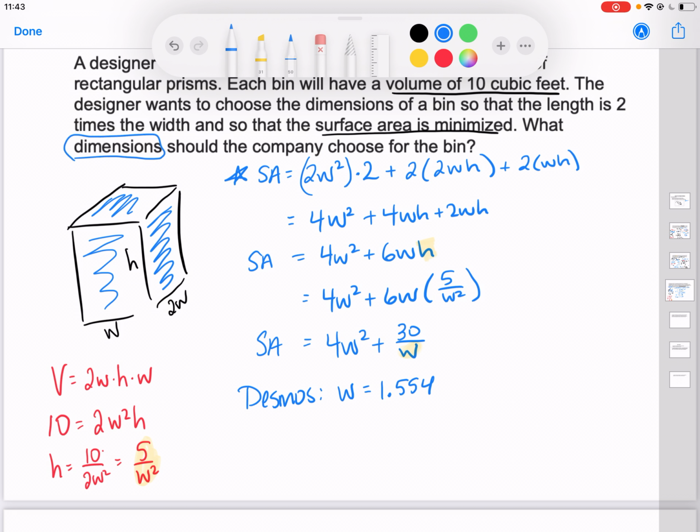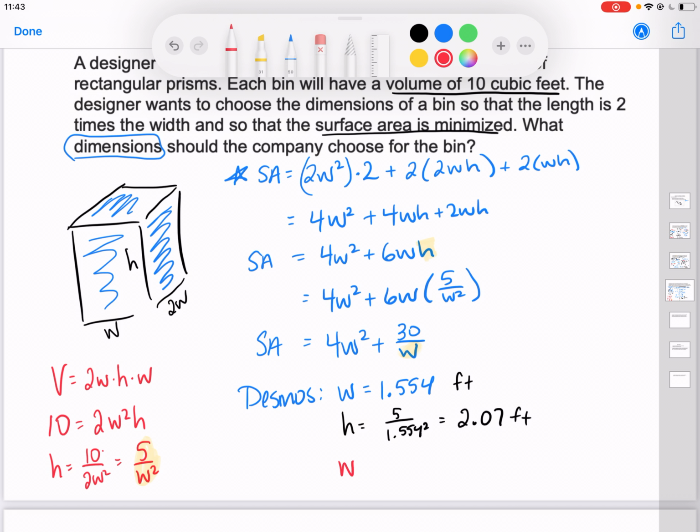So I'm going to ignore the y value. So let's go to and find our height. So our height would then be 5 over 1.554 squared, which is 2.07. And these are in feet, so I'm going to go ahead and put those units down.